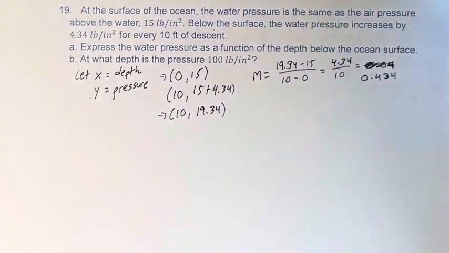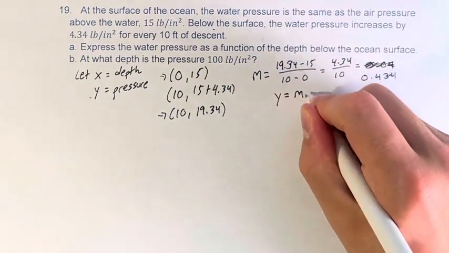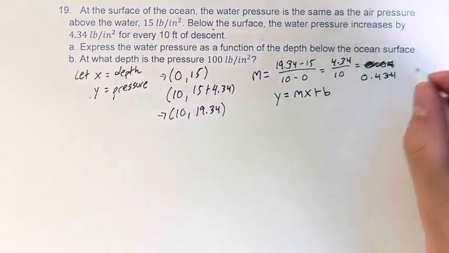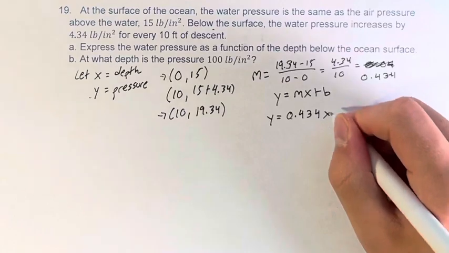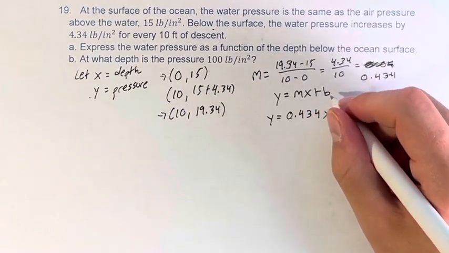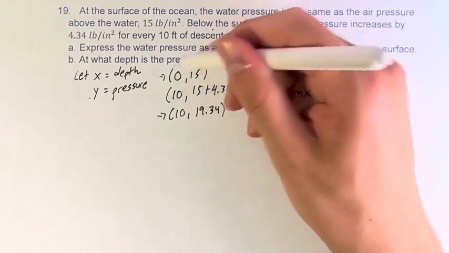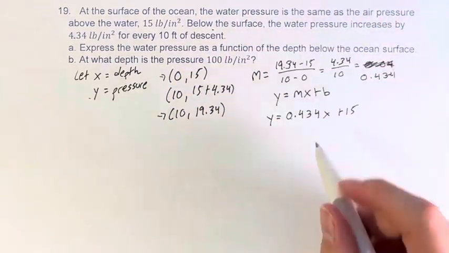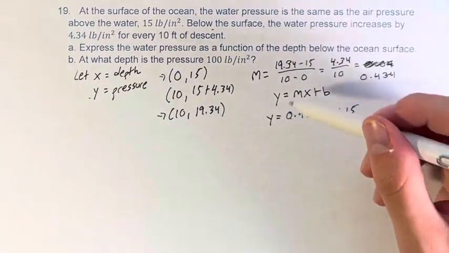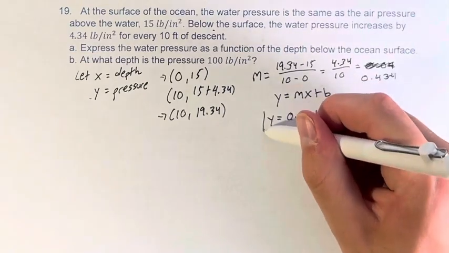Now, we have a slope. So we can say for y equals mx plus b, slope-intercept form, y equals 0.434x plus b, the y-intercept. We could find this normally, but we actually already have it given. It's 15, right? It's the value of y when x is 0. So our function, y, the pressure, is equal to 0.434x, the depth, plus 15.